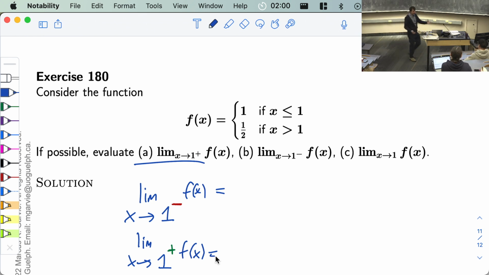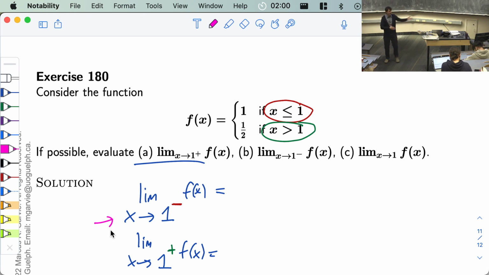This is a piecewise function, so you have to remember piecewise functions from earlier in the course. This is a piecewise function with two parts. It has one part when x is less than 1, and it has another part when x is bigger than 1. And when you're doing a one-sided limit, like this limit as x goes to 1 minus, you're only going to be using half of that function.